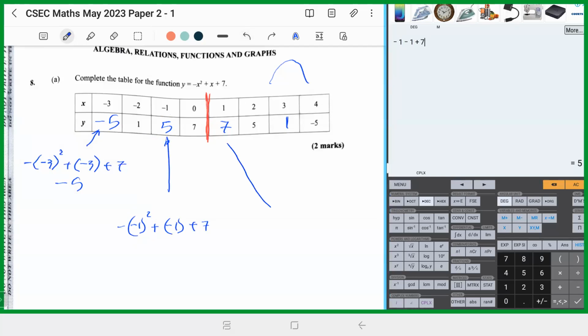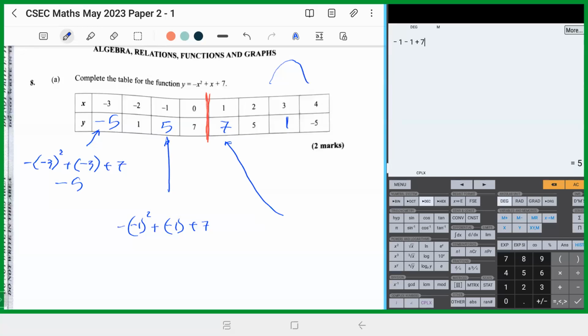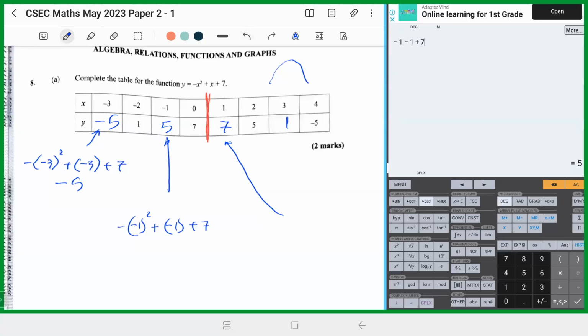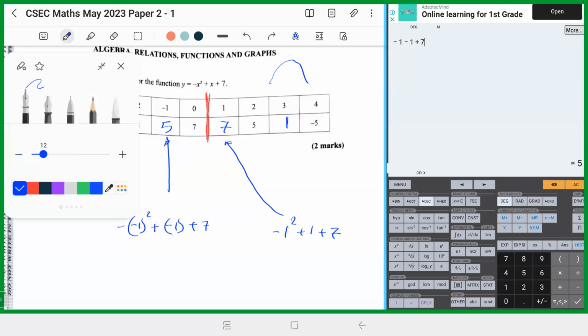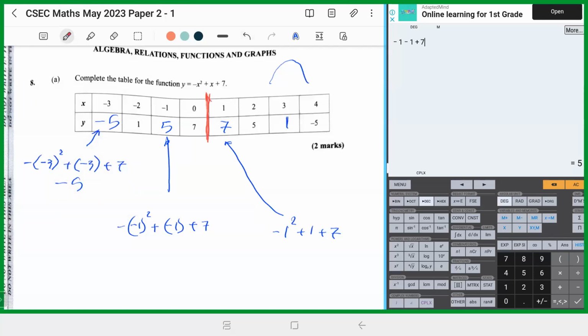If you want to check this one, plug in the 1 there. So it will be minus 1 squared plus 1 plus 7. That will be 8 minus 1, which is 7. So this is 7 right there. And if you want to get this one, you put the 3 right there. Now, if I'm in the exam, I'm not working out all of them. Once I calculate enough to see the symmetry in the values, I'm going to put them in. These are the 2 marks for the question. It's too much work for 2 marks. I'm going to use my line of symmetry, the symmetric nature of the quadratic function, as I did before. So you don't have to work with all of them.